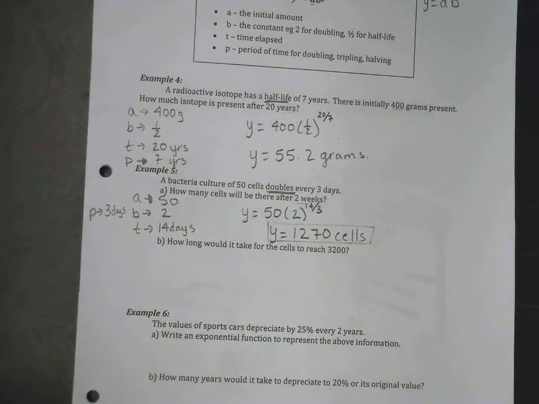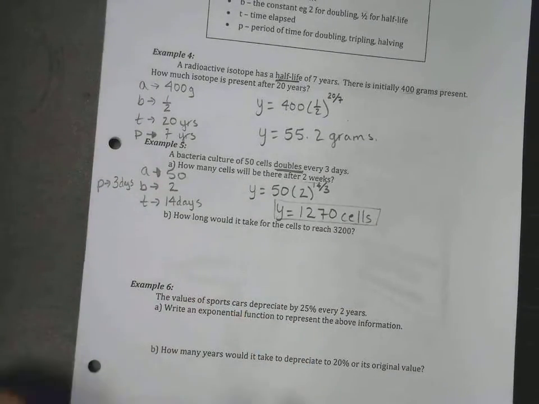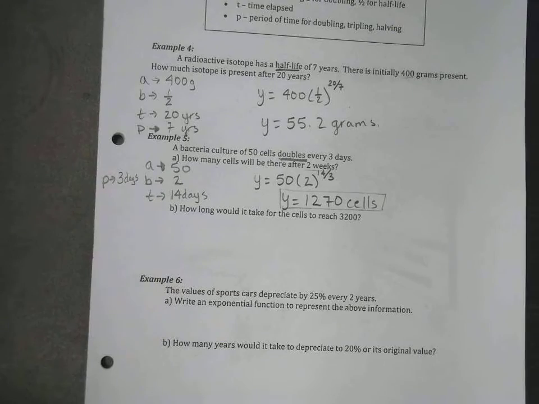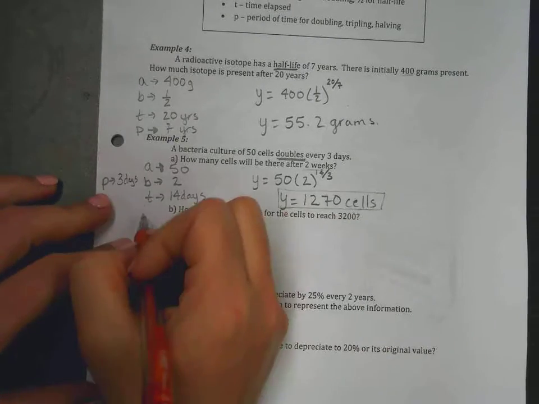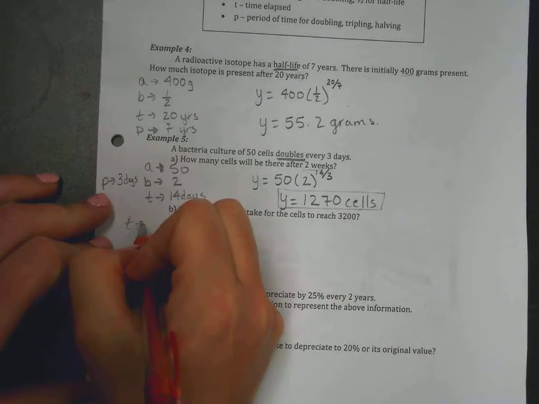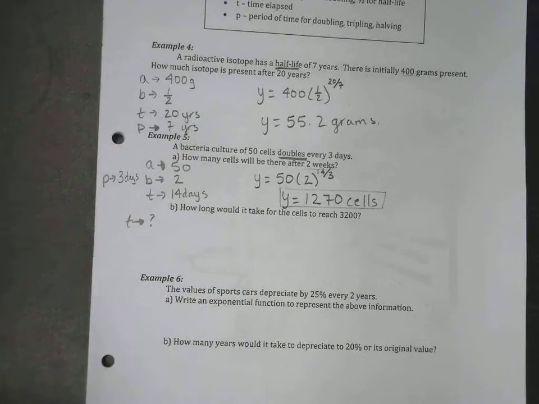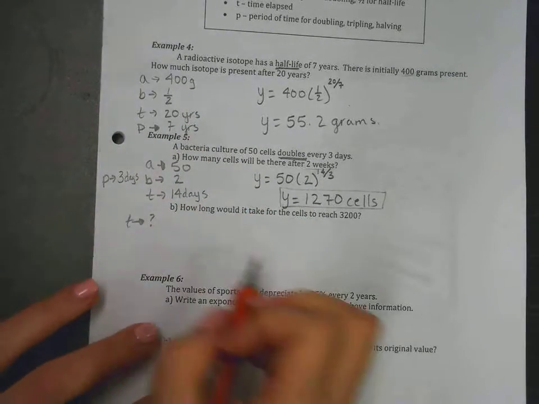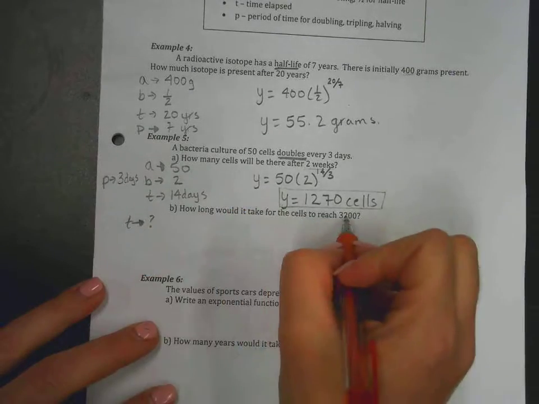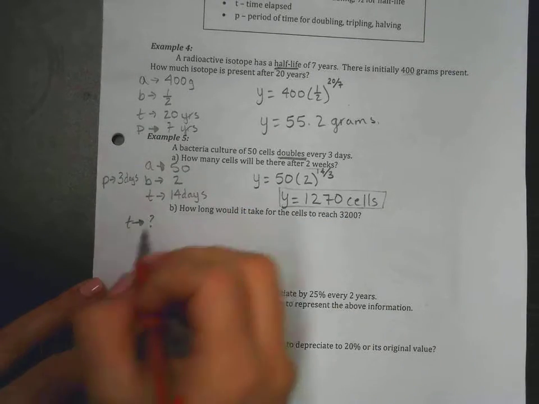Okay. All right, question B. How long would it take cells to reach 3,200? So in this case, we're kind of working backwards. We're actually looking for our time, how much time has elapsed for it to equate to 3,200 cells.